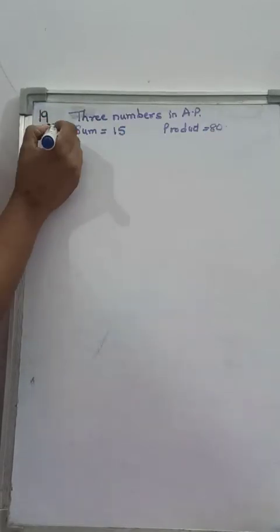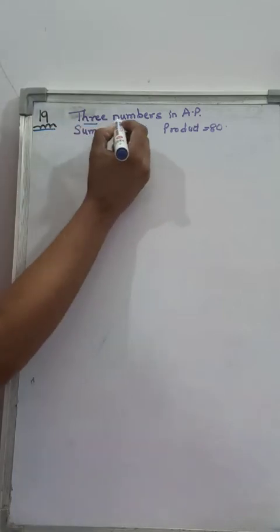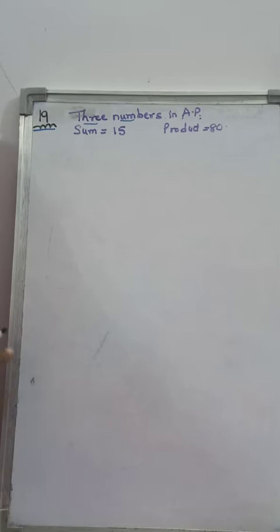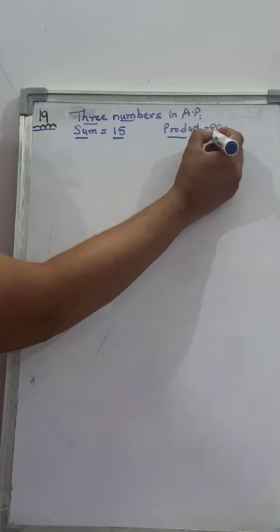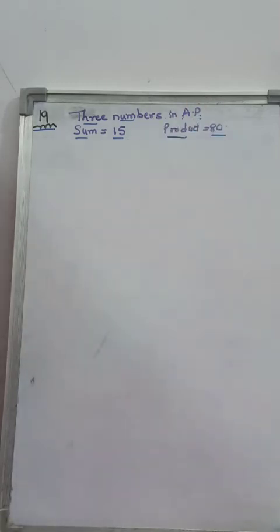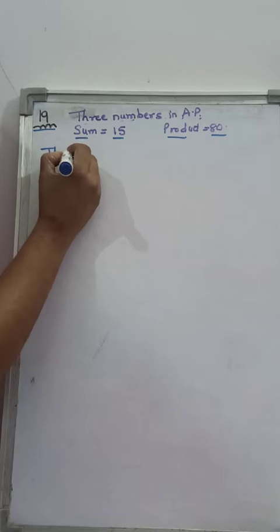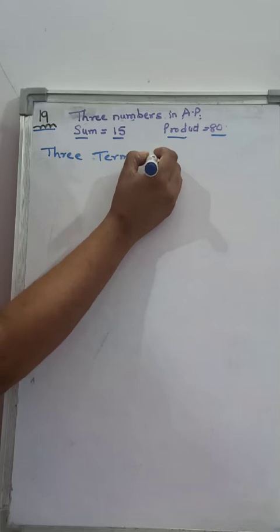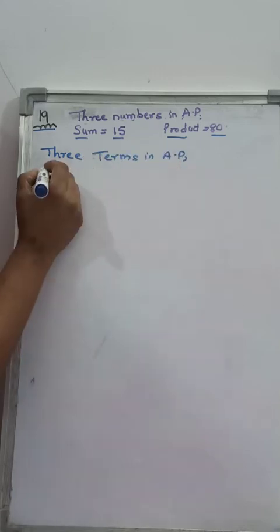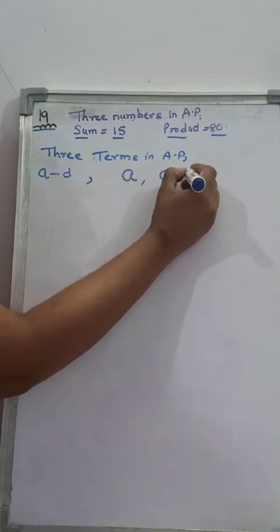Now question number 19. Question 19 says to find the three terms in AP. We have to find the three terms when the sum of the three terms is given as 15 and the product of the three terms is given as 80. So for this question, I'll tell you one thing. When they tell you to take three numbers in AP, how will you take three terms in AP? First will be A minus D, comma A, third term will be A plus D.